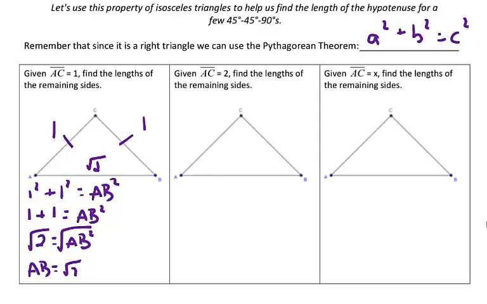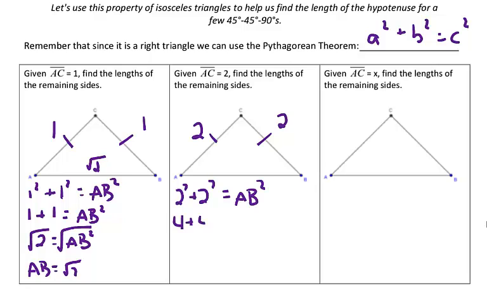Next, looking at example number 2, we're given that now, instead of 1, AC is actually 2 units. AC and BC are congruent since it's an isosceles right triangle. Therefore, BC is also 2 units. Then to find the side length of AB, we set up the Pythagorean theorem: 2 squared plus 2 squared equals AB squared.